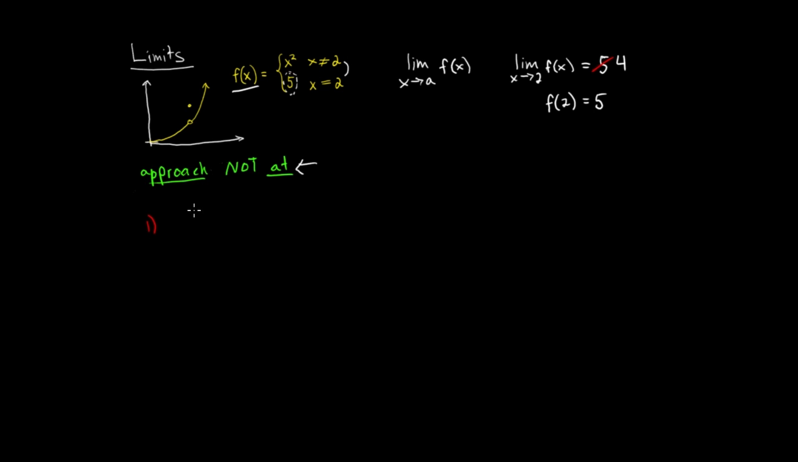The first one being direct substitution. And I'm just going to say direct substitution. And we'll look over an example of that. The second one is factorization. Okay, and the third one is multiplying by something called the conjugate.